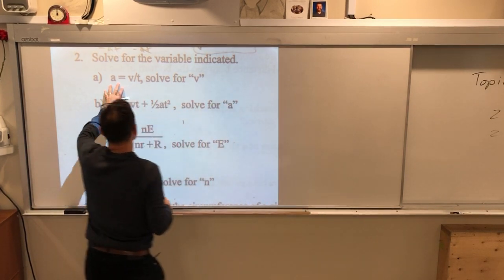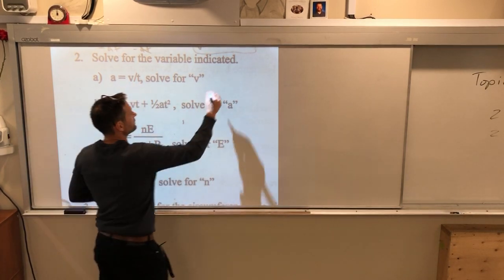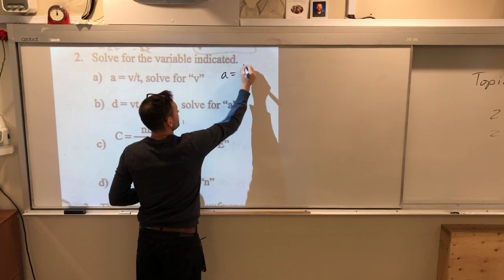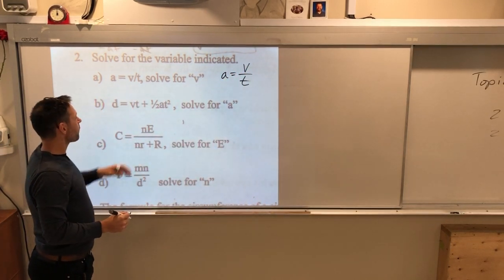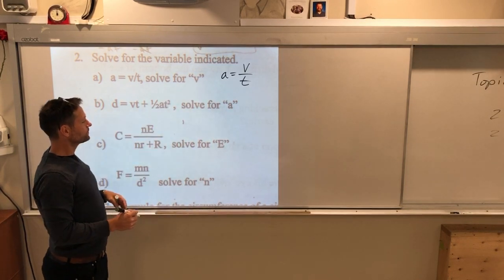These middle ones, I think the top ones most people get intuitively, but it's these middle ones, number 2, that are kind of tricky. So let's try them. So this is A equals V over T, yeah? So I'm going to write it like that, just so that it's a little more clear. And we want to solve for V.